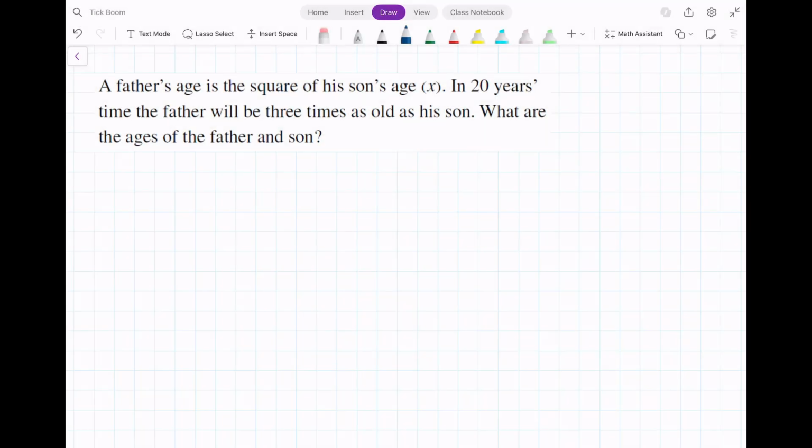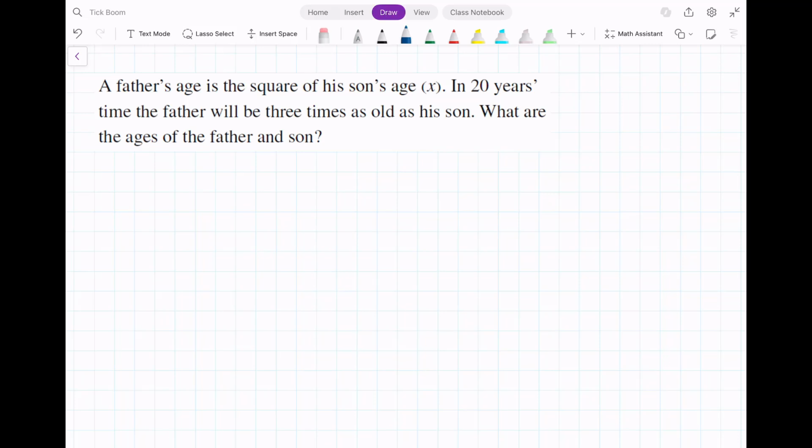Hello Year 10. In this question we're told a father's age is the square of his son's age, which we'll define as x, and we're also told that in 20 years time the father will be 3 times as old as his son. And the question is, what are the ages of the father and son? And I'm reading this to mean what are the ages now. So if the son's age is x right now, what is the value of x? And then naturally x squared for the father.